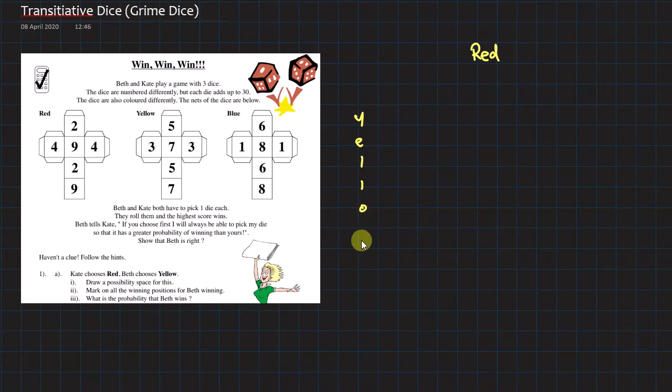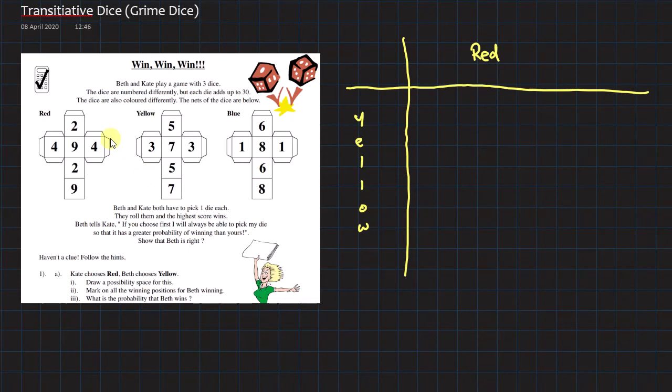Remember, on a sample space, list all possible outcomes. So what are the outcomes in the red scores? Well, red has 2 2s, 2 4s, and 2 9s. Yellow has 2 3s, 2 5s, and 2 7s.